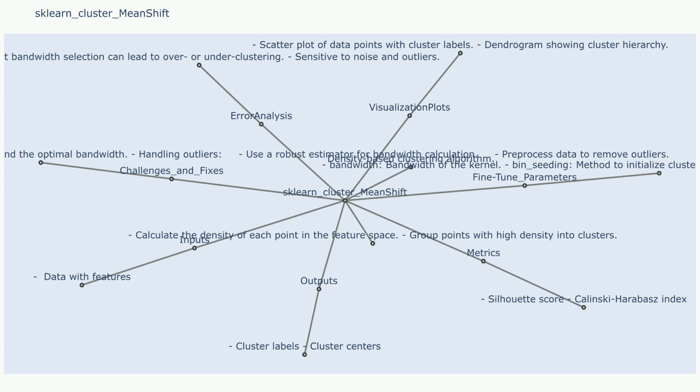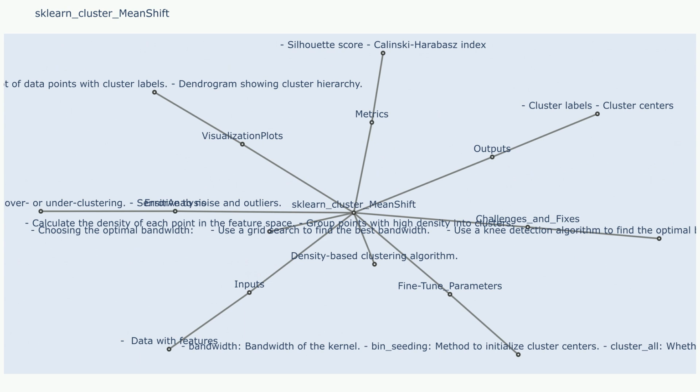Visualization plots. Scatter plot with cluster centers visualizes the data points with different colors representing different clusters. The cluster centers can be marked with special symbols. Dendrogram. While not directly produced by mean shift, a dendrogram can help visualize the hierarchical relationship of clusters found by mean shift.